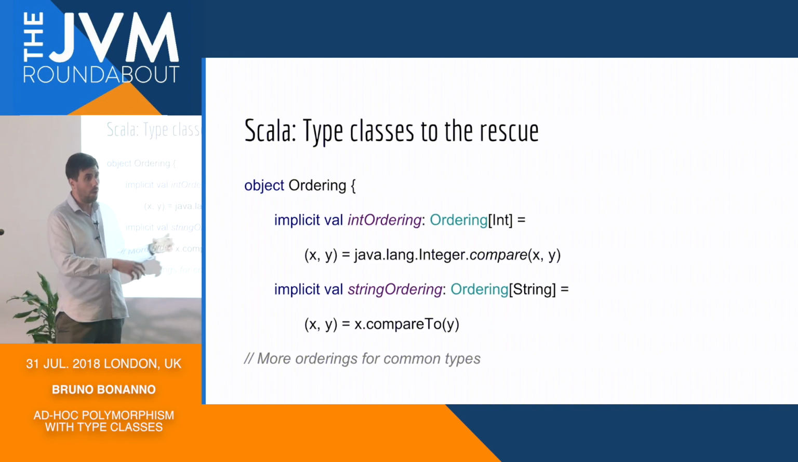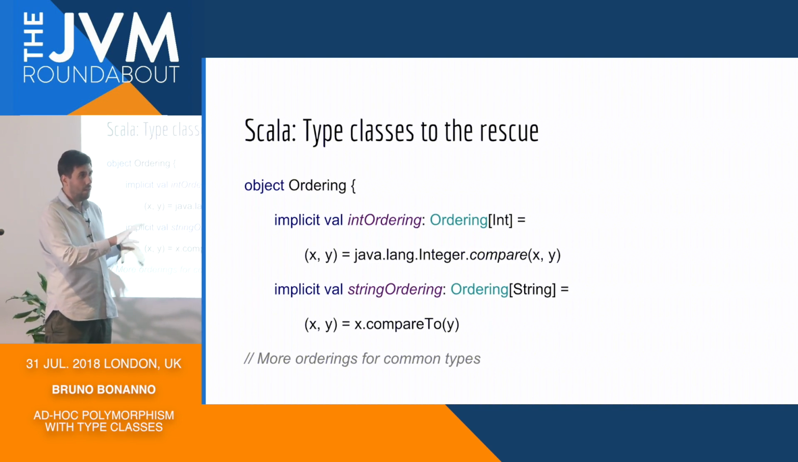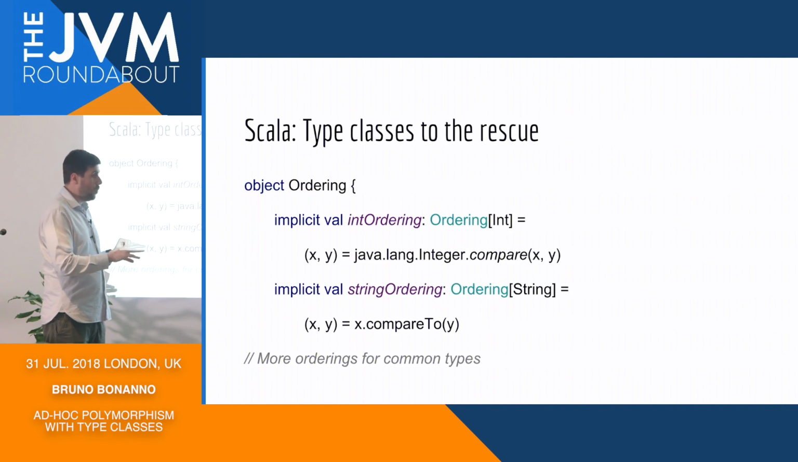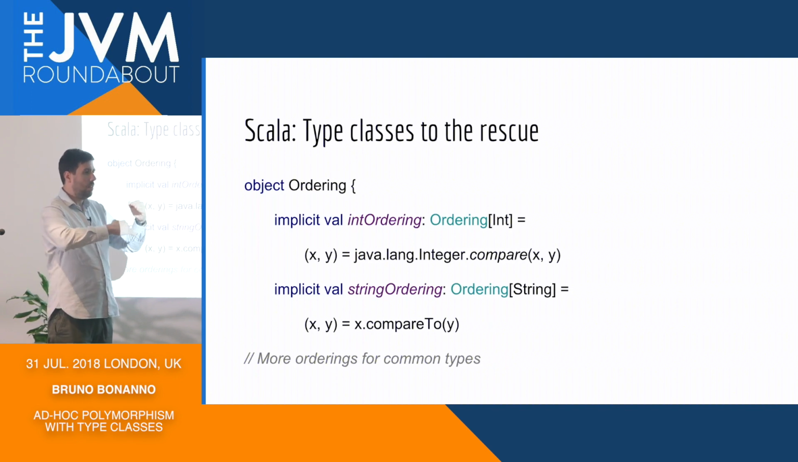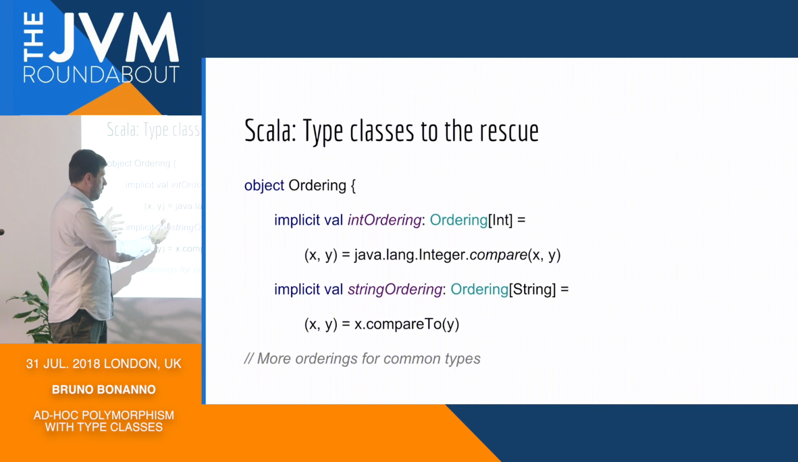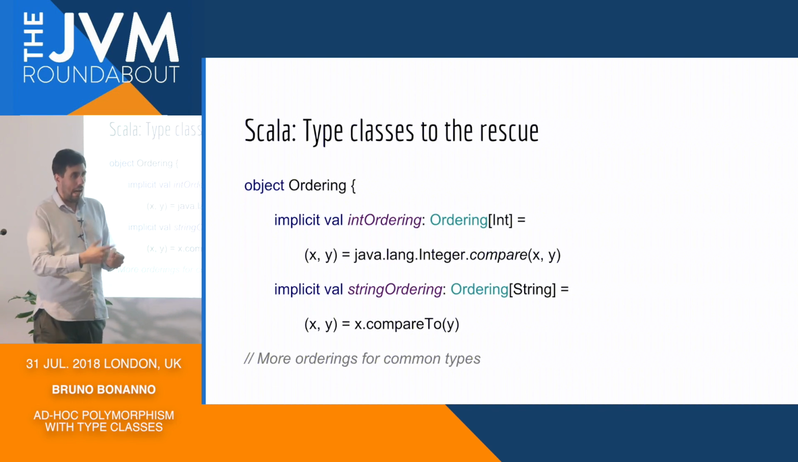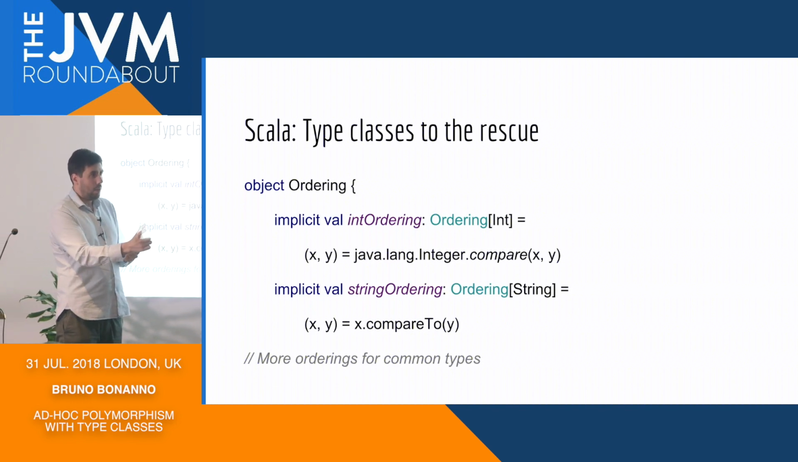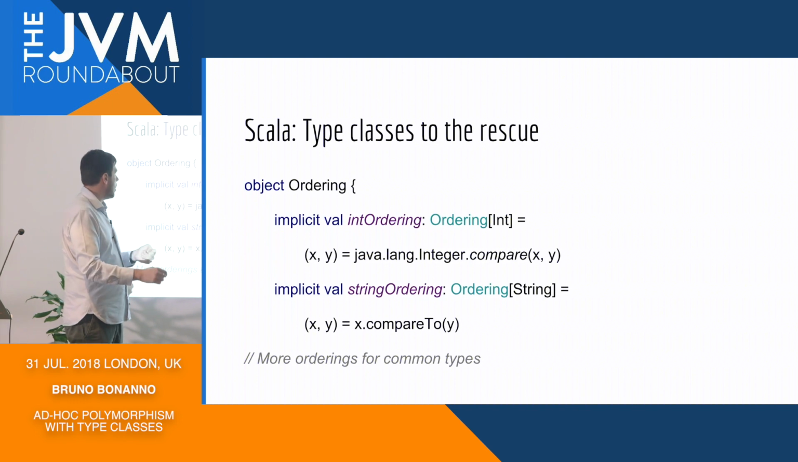So that's why when we just type List(1, 2, 3), whatever, and then we do sorted, it works. Because the compiler starts looking in the implicit scope, and when it reaches the top, it's like, okay, is it in Int? Nope. Is it in Ordering? Yeah. Boom. There you go. And it completes the invocation to that method with that particular parameter.